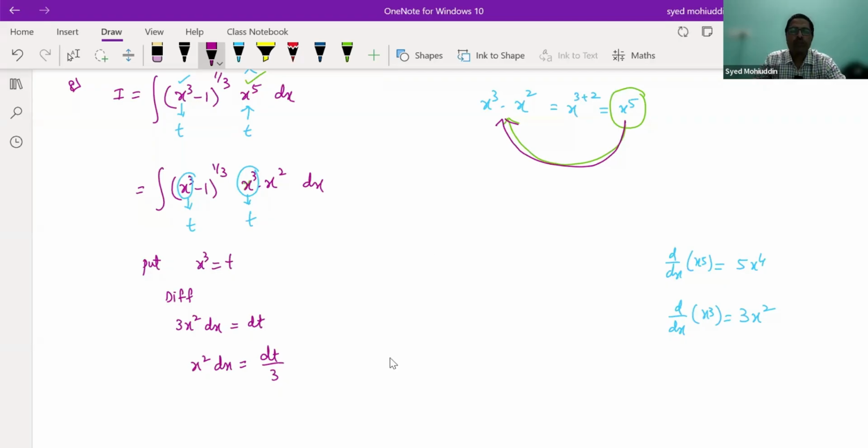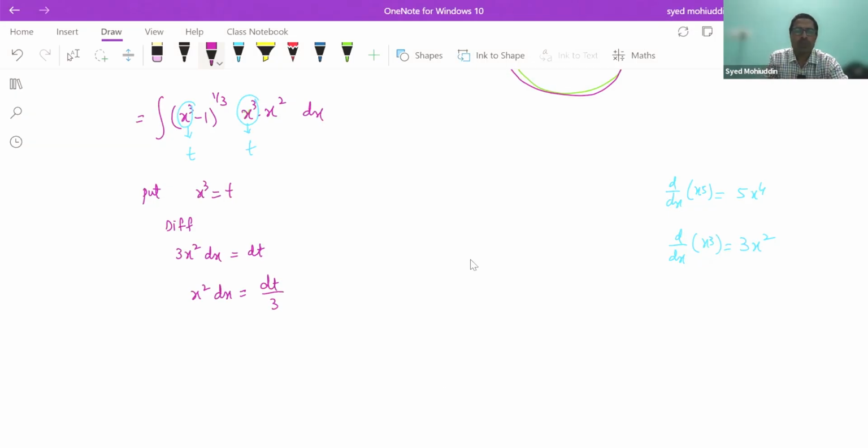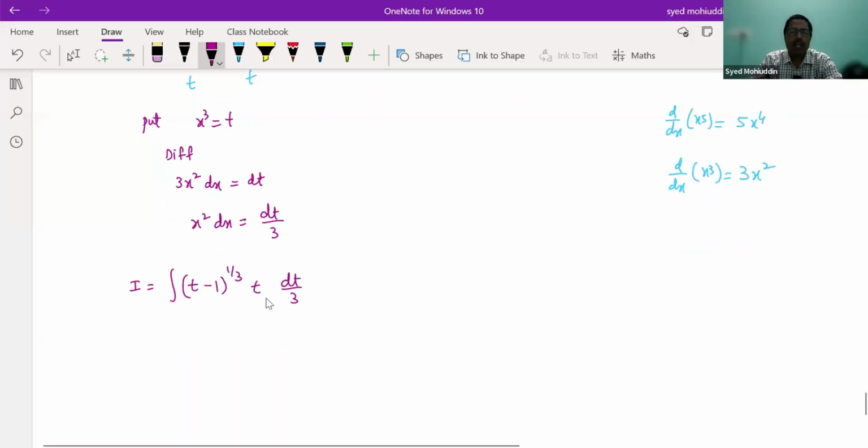Now try to plug in this value back in the given integral and see what can be done. So I equals the integral of, x cube is t, (t minus 1) to the power of 1 by 3, then x cube value is t, into x square dx. X square dx is dt by 3. Here t minus 1 is there and t is there.